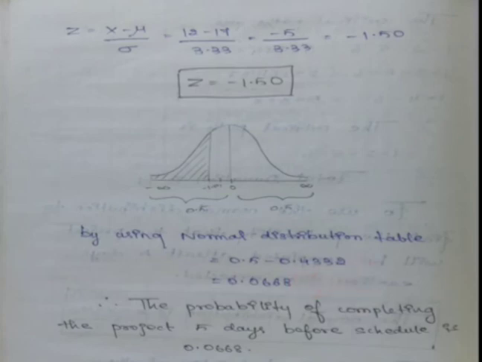Always 0 to infinity is 0.5, and similarly 0 to minus infinity is also 0.5. For this, only this portion we want. We can't find it directly because it goes up to infinity, so 0.5 minus this portion gives us the value. So 0.5 minus 0.4332 means 0.0668. So the probability of completing the project 5 days before schedule is 0.0668.